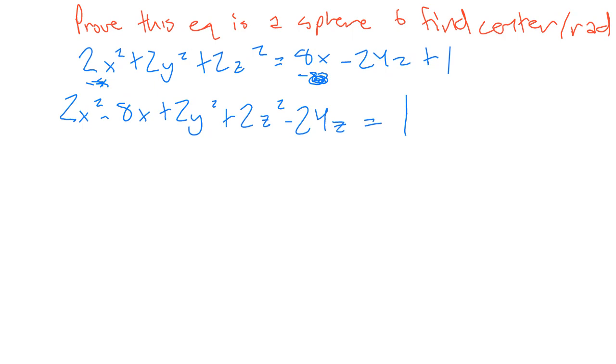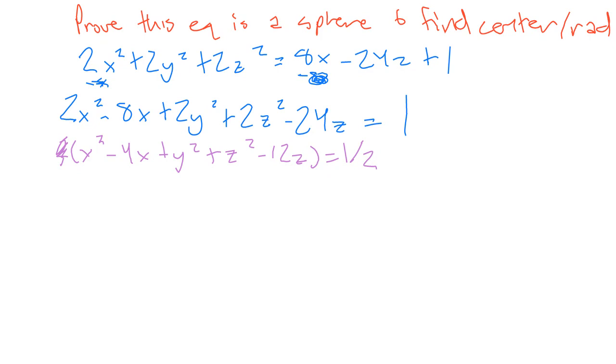So we're getting closer, but there's one thing we need to take care of first, and that is factoring out a 2 and moving it to the other side. So we can pull out a 2 and say we have x squared minus 4x plus y squared plus z squared minus 12z equals 1, and we can move the 2 to be 1/2.